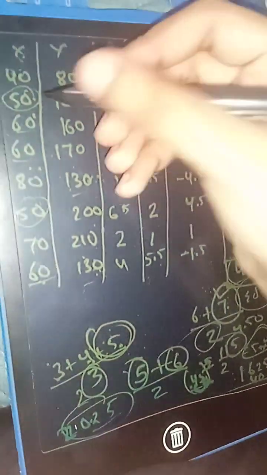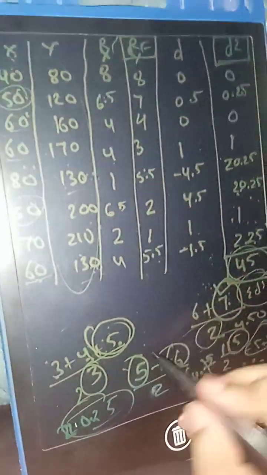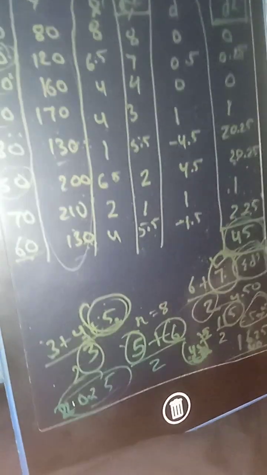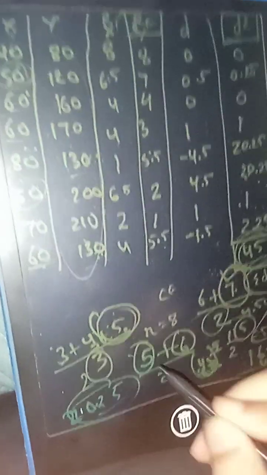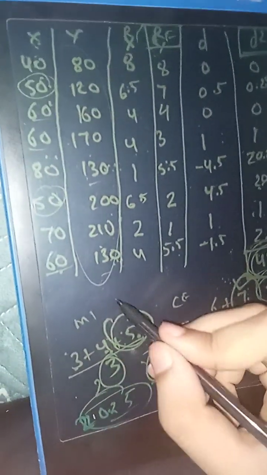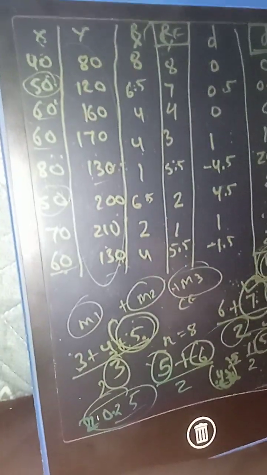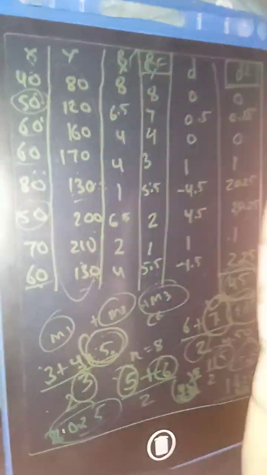Now we know everything about the formula. There are 8 total numbers, so n is equal to 8, and sigma d square is 45. What we don't know is CF, and how do we calculate it? We add M1, M2 and M3. Now how would we calculate M1, M2 and M3? Pay attention from here.